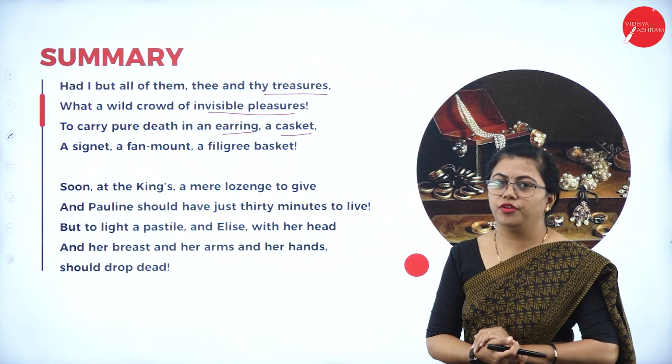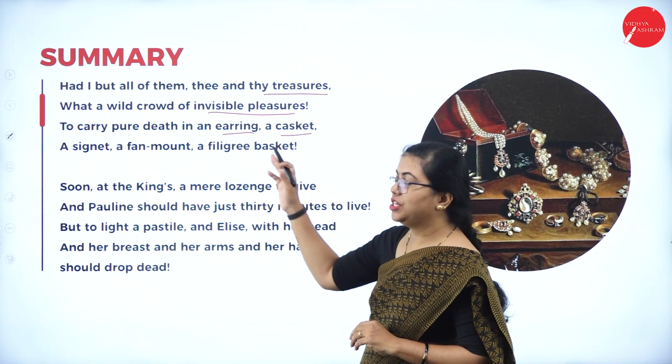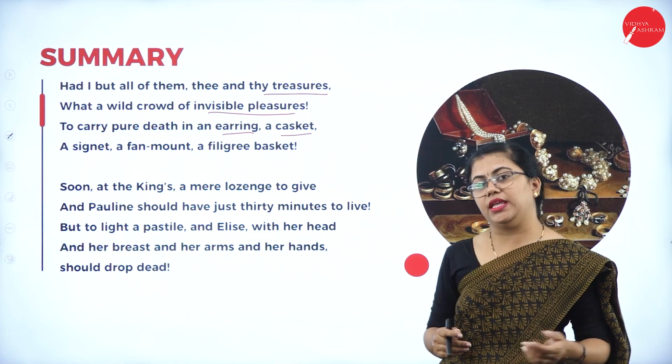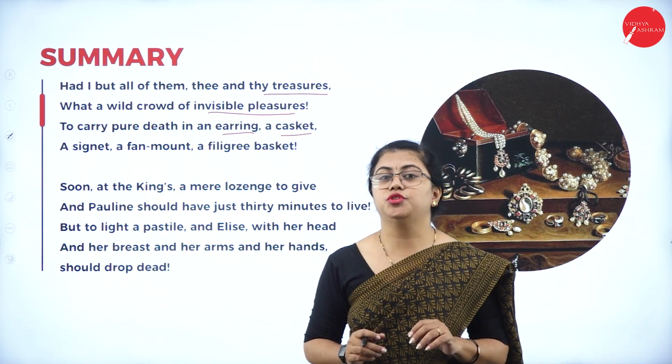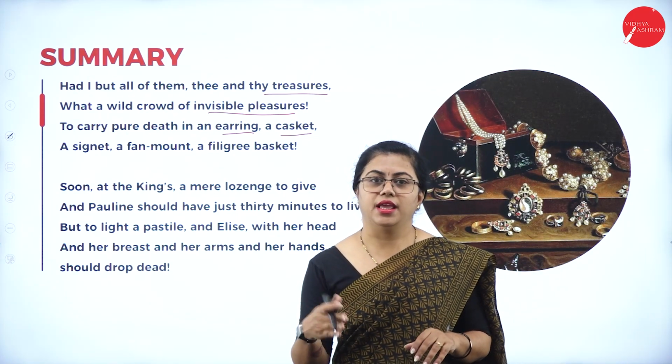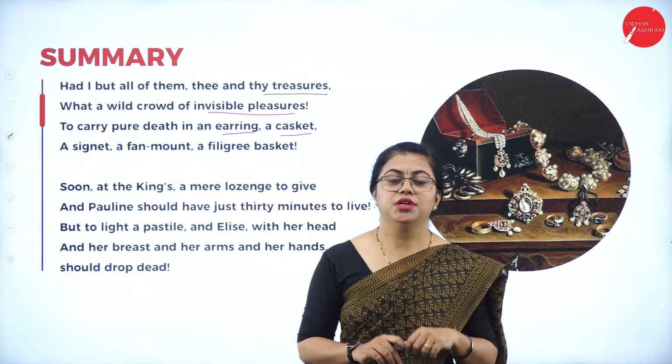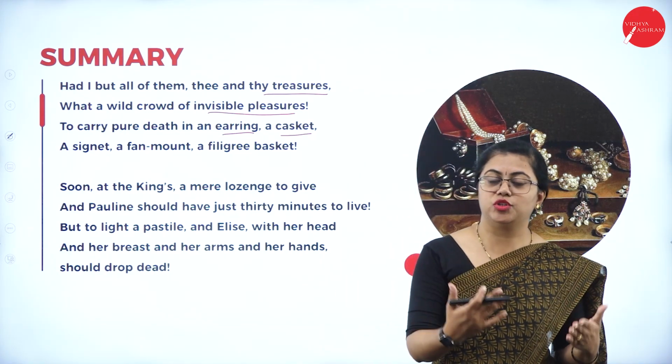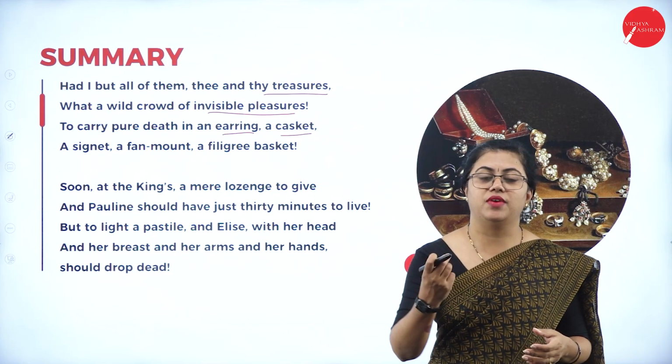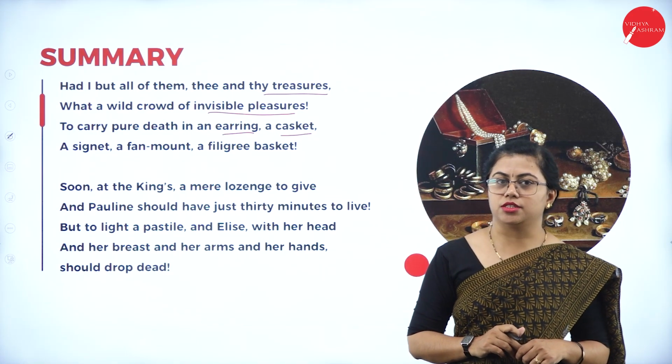So she is talking about where she can carry this means of death. Had I but all of them, if at all she had everything, like the treasures or the invisible pleasures, she would still carry poison in every small thing. In an earring, a casket, a signet, a fan mount, or maybe a filigree basket. Filigree basket is a kind of basket that you can see. Even though she had so many pleasures and treasures, she would prefer carrying this poison in any small thing, and she would try to kill the lady, giving it to her in all possible ways wherein one or the other will be successful.